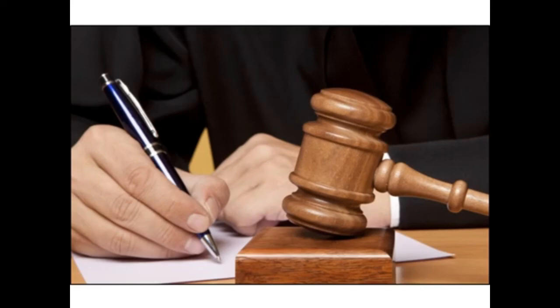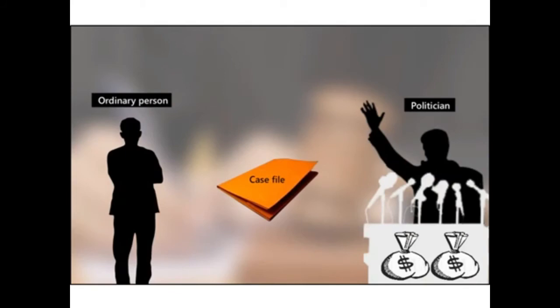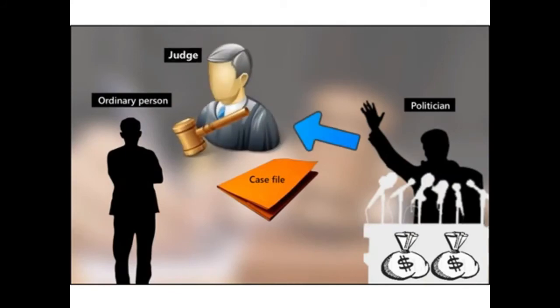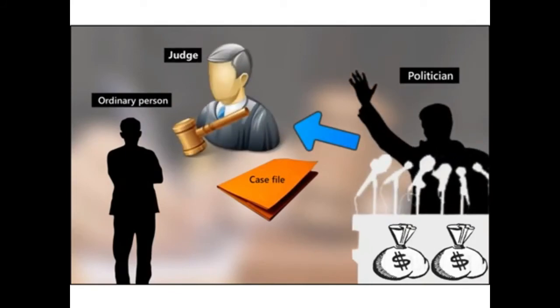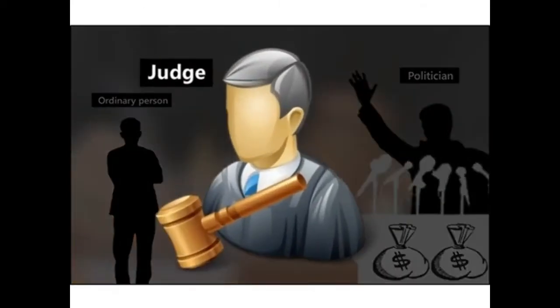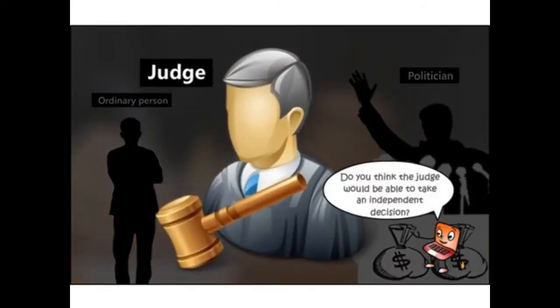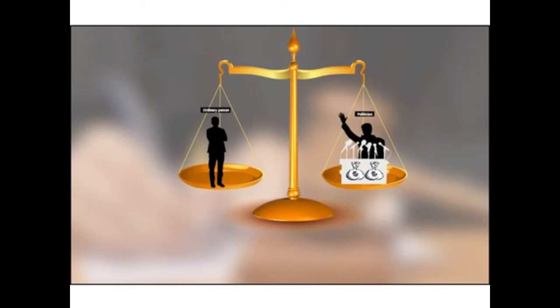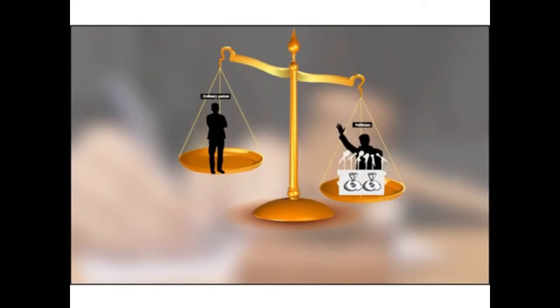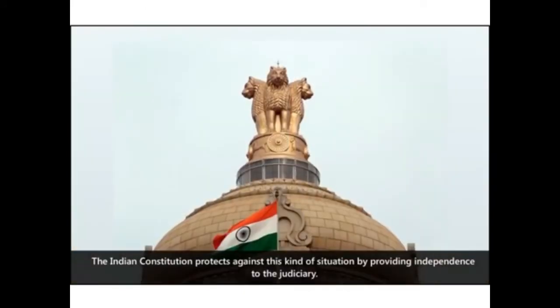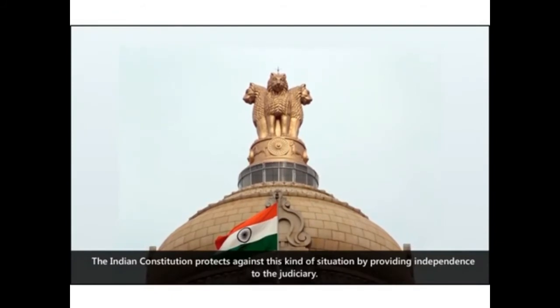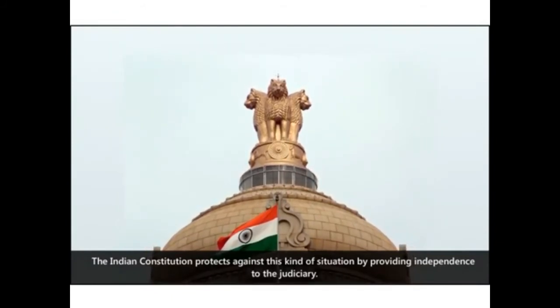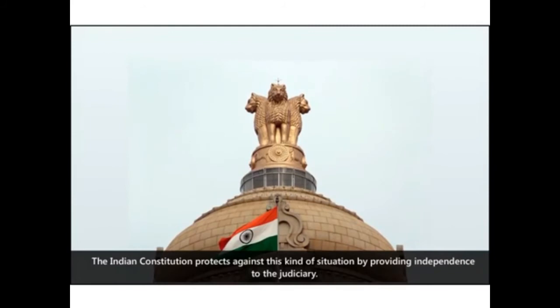In a particular situation, an ordinary person files a case against a rich politician. Suppose the politician has the power to appoint and dismiss a judge from the office. Do you think the judge would be able to take an independent decision? No. In such a situation, the judge may take the decision in favor of the politician. Thus, the Indian Constitution protects against this kind of situation by providing independence to the judiciary.